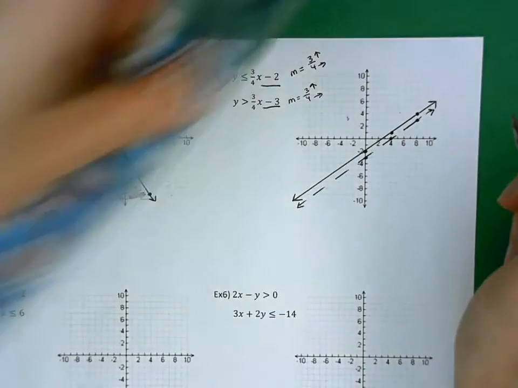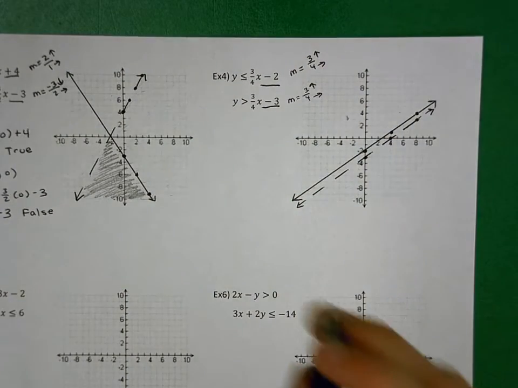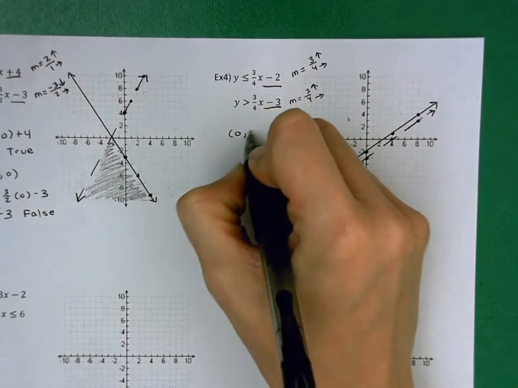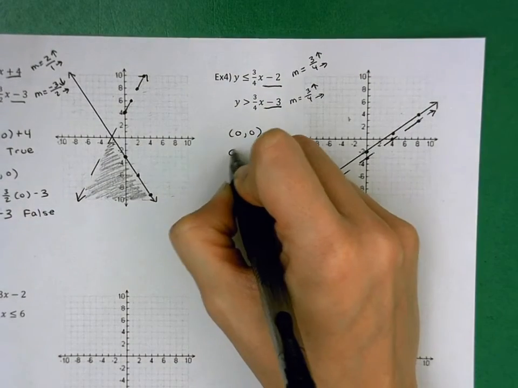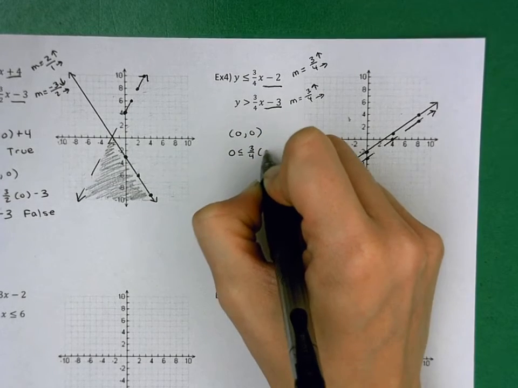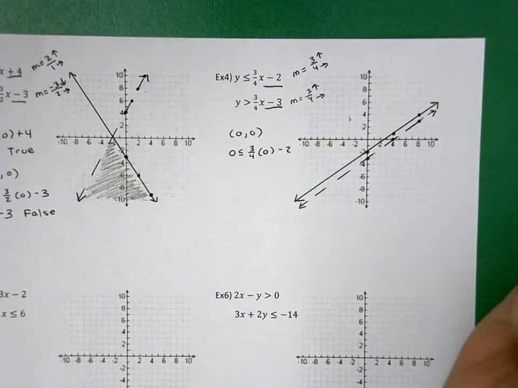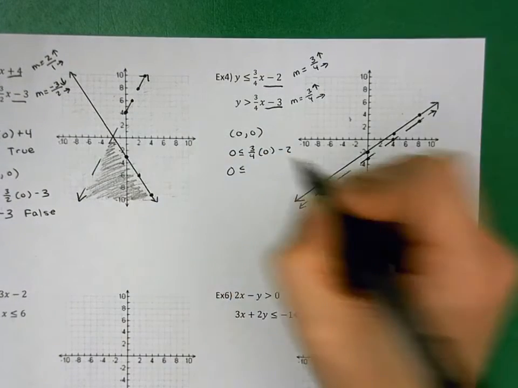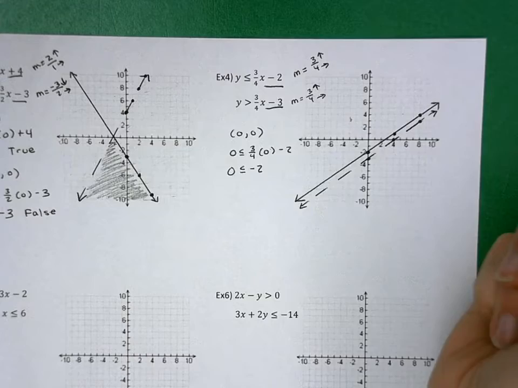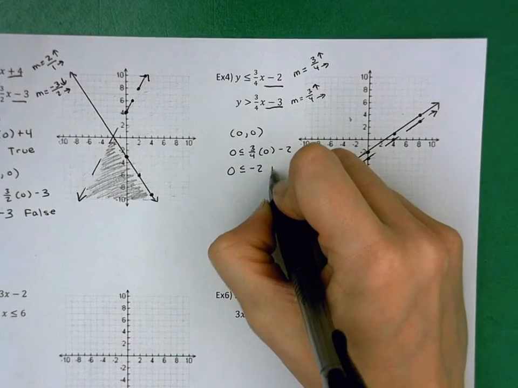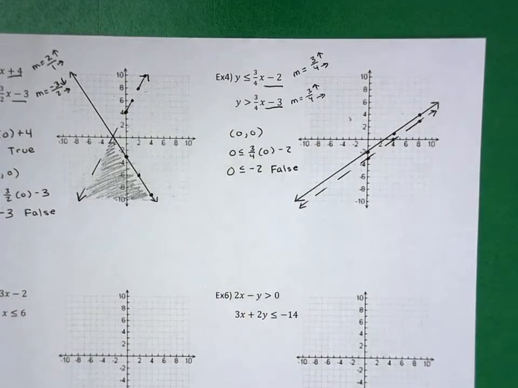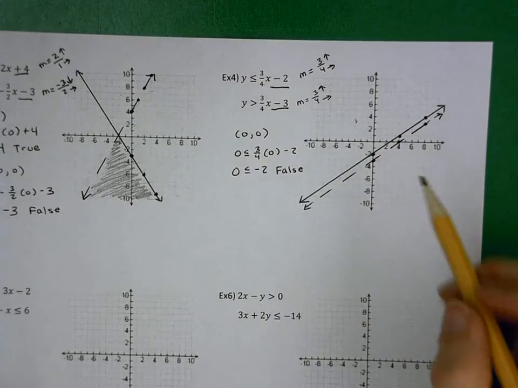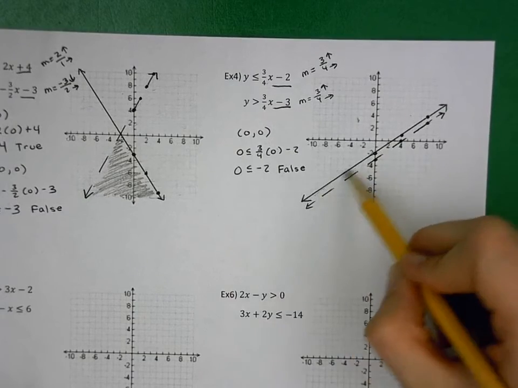Okay, so testing our points. 0, 0 is not on this first line, the solid line, and so I'm going to go ahead and test 0, 0 for that one. We have 0 is less than or equal to 3/4 times 0 minus 2. So 0 is less than or equal to 3/4 times 0 is 0, minus 2 is negative 2. Is 0 less than or equal to negative 2? It is not. And so we're going to shade away from 0, 0 for that solid line that we plugged into up here. So here's 0, 0, so we're going to shade in just very lightly the other side of that.